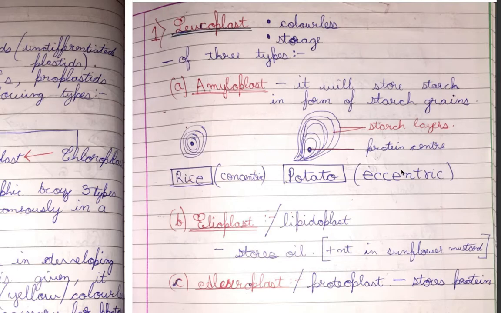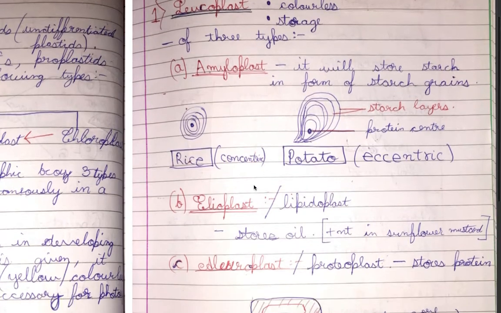In potato, this is eccentric. You see the starch layers form just the way they are at the beginning, and it keeps going on, and it has a protein center. Similarly rice, but rice is concentric.